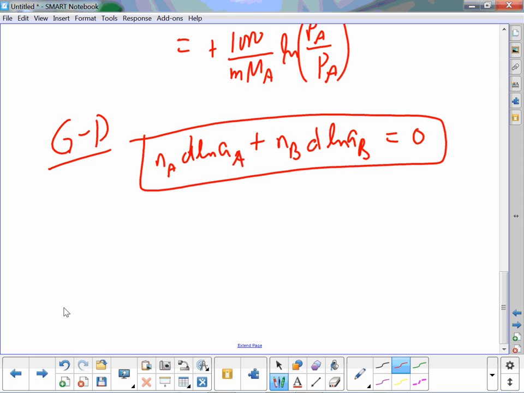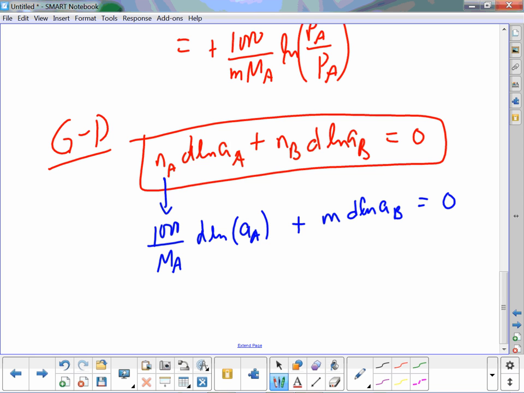And so we're going to assume you have a kilogram of solvent. So what's our N sub A again? This is 1000 grams divided by the molar mass of A, right? So you have d ln activity of A, plus the number of moles of B would be our molality, right? If there are 1000 grams of solvent, then the number of moles of solute would be m, d ln activity of B equal to 0.